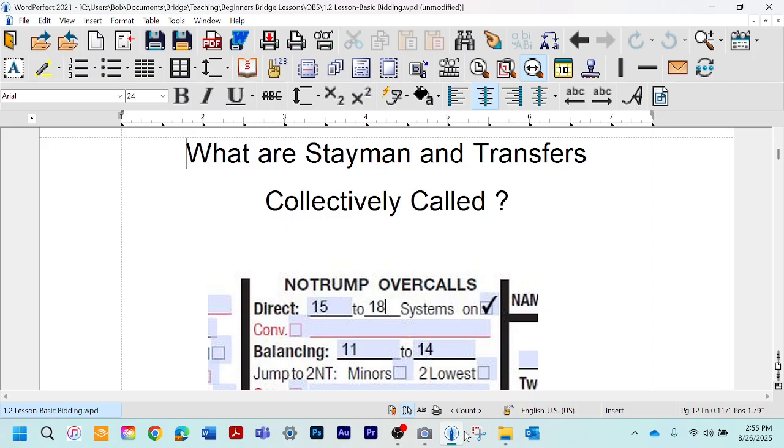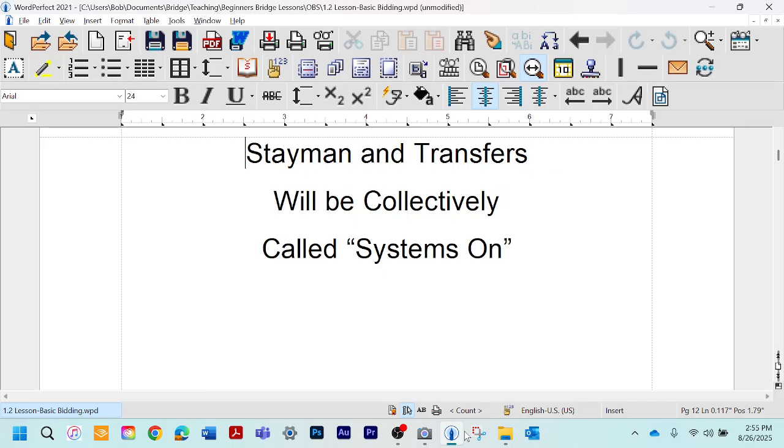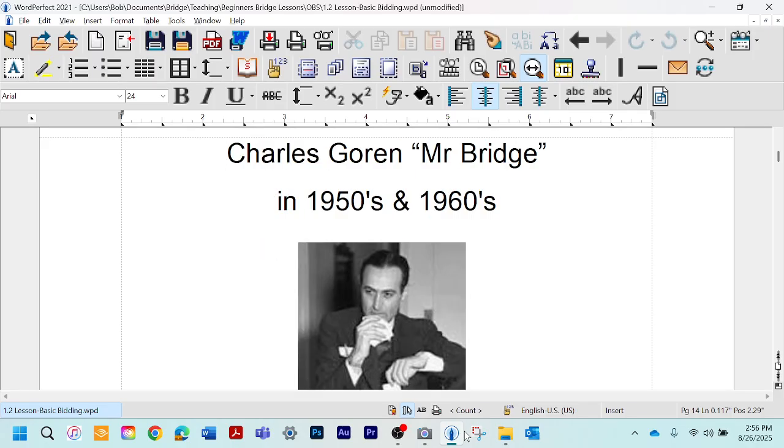And you see where systems are on. Systems means Stayman and Jacoby is on. They collectively call it system on.